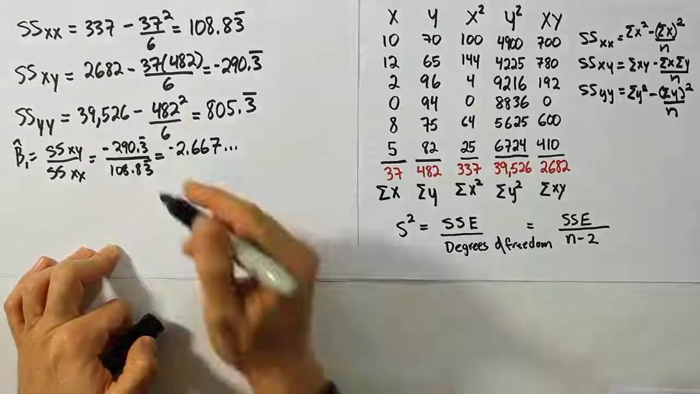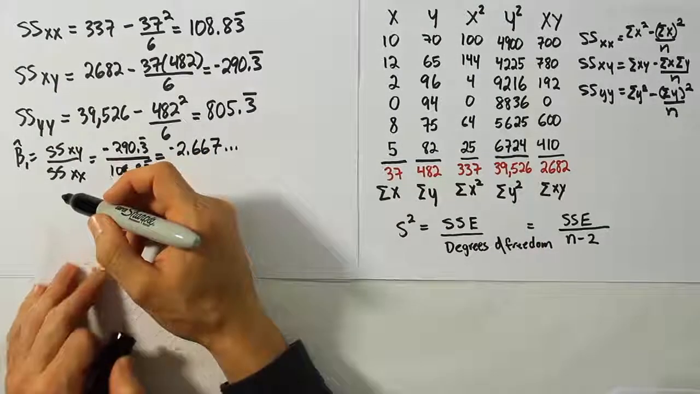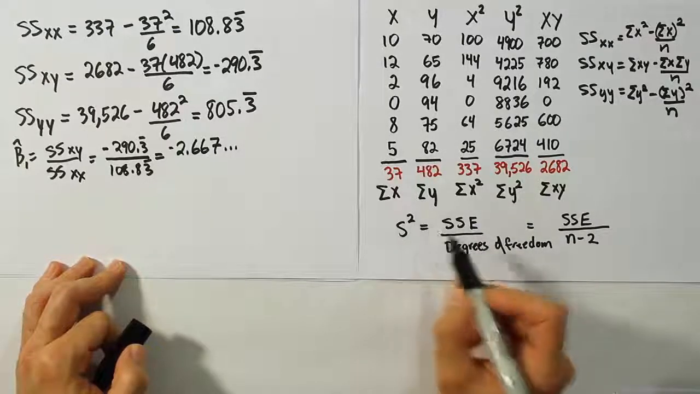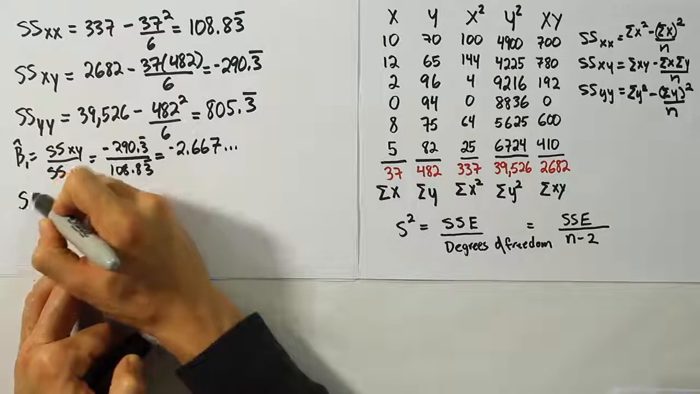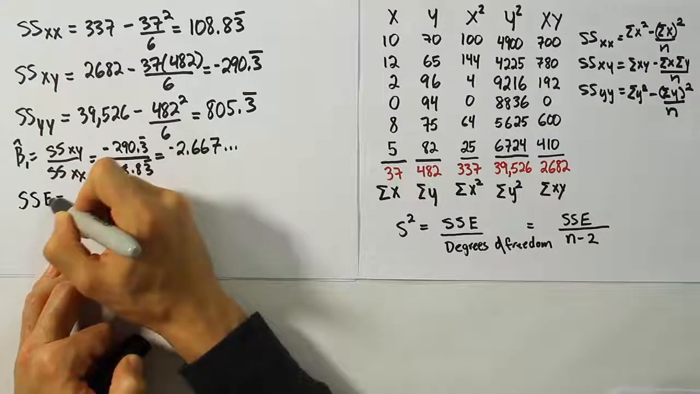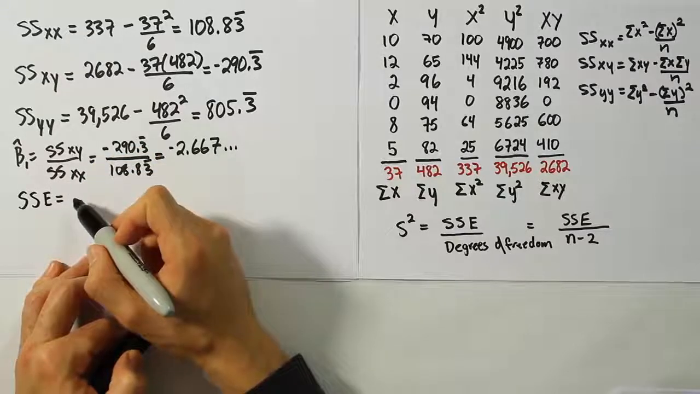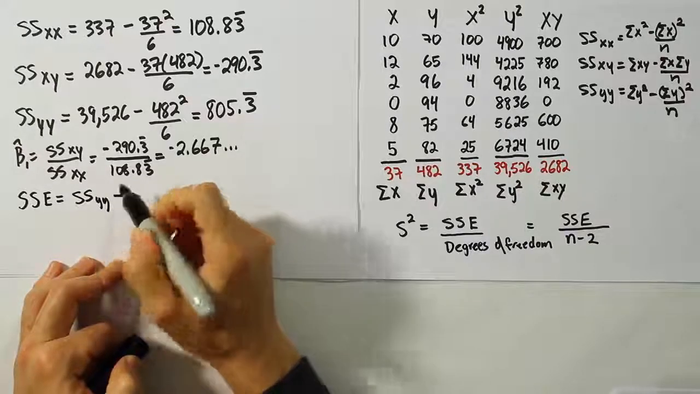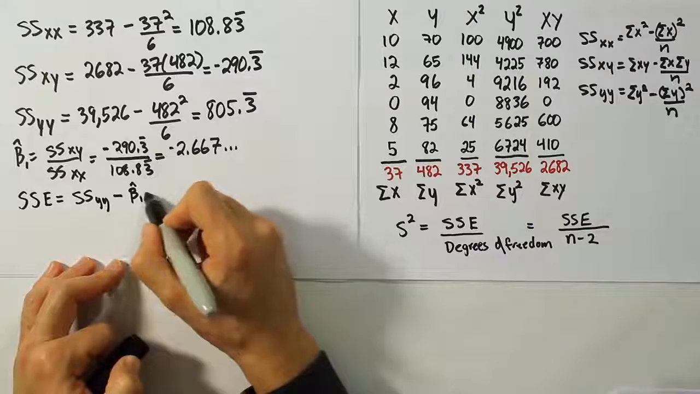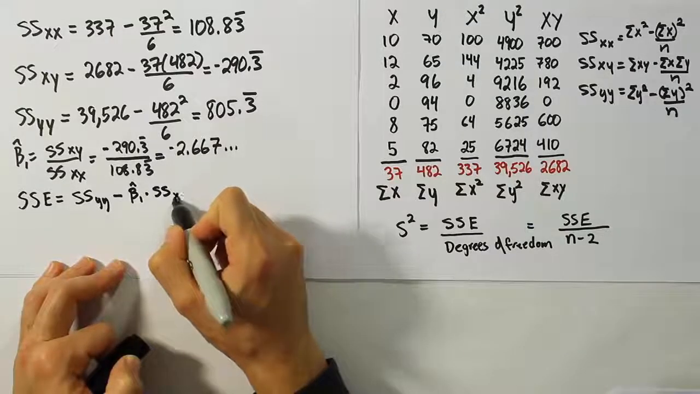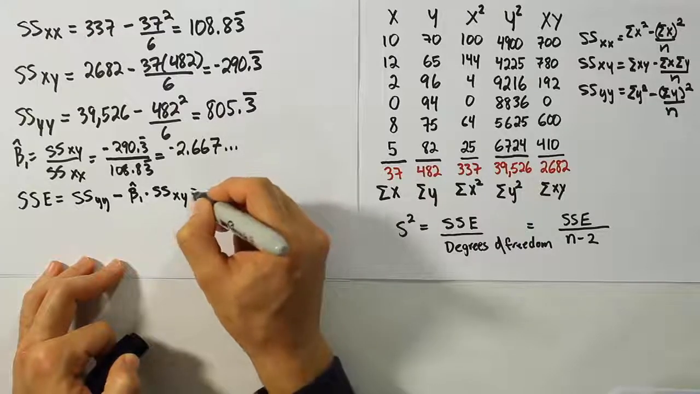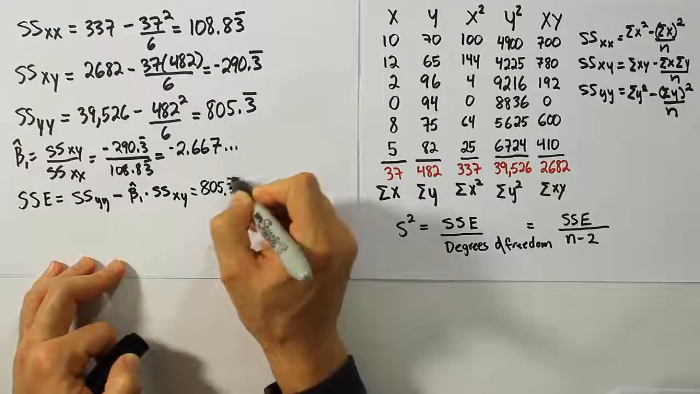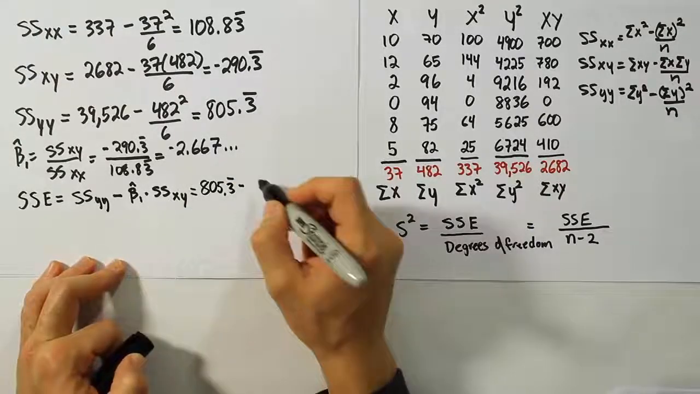Okay, now, once we have that established, then we have to calculate our sum of square error quantity. We're going to need that quantity to fill in s squared. So sum of squares for the error, SSE, the error sum of squares in other words, has the following formula. We're going to have to work out the formula by doing the sum of squares y minus the slope beta 1 hat times the sum of squares for the mixed term xy. Okay, so let's fill in what we know here. We have SSYY, that's 805.3 repeating.